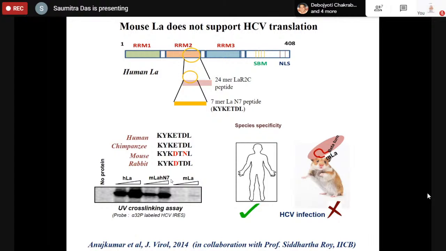It's not so popular. Now we can think that we can knock out the mouse LA, knock in the humanized LA, and try to see whether we can have a mouse model for hepatitis C virus infection, if we can take care of the transgenic mice which are expressing the other receptors that are necessary for the virus to enter the mice liver cells.